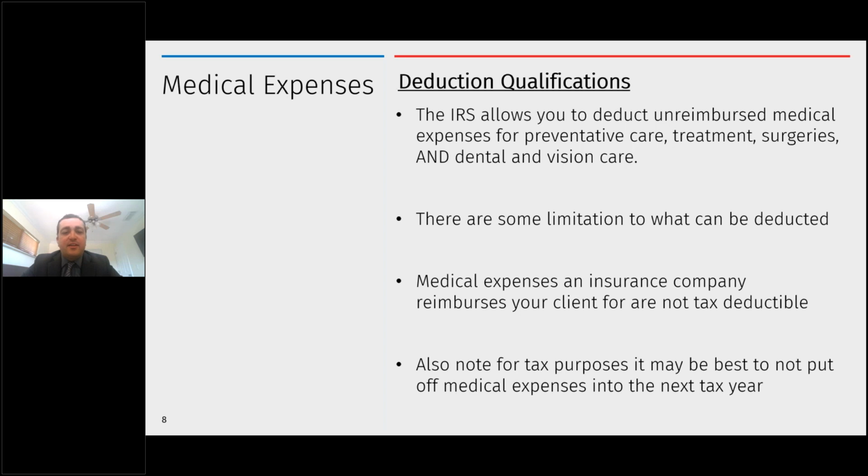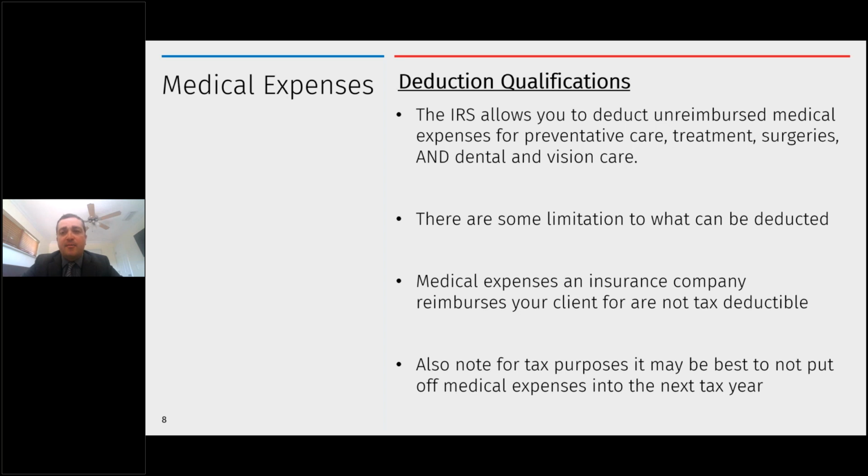And then lastly, for tax purposes, it may be best to not put off medical expenses into the next year. What I mean by that is, due to the 7.5% AGI cap that needs to be hit in order for anything to be deducted, if they're thinking about doing some preventative care in Q1, January, February, March, you may want to advise them, just go ahead and do it now. Let's really ramp up the deduction for this year, so we're going to just have to hit that 7.5% cap the next year.